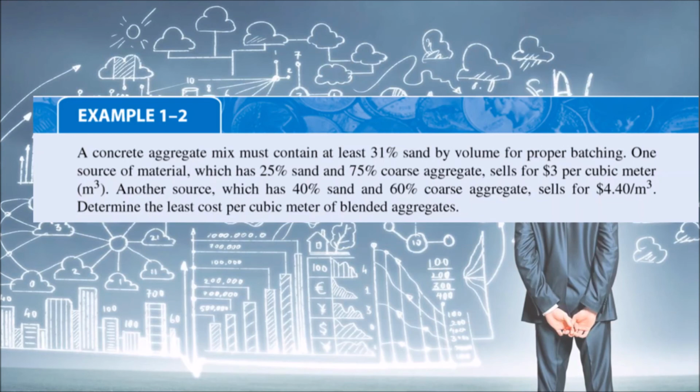Okay, so we have example 1-2. A concrete aggregate mix must contain at least 31% sand by volume for proper batching. One source of material, which has 25% sand and 75% coarse aggregate, sells for $3 per cubic meter. Another source, which has 40% sand and 60% coarse aggregate, sells for $4.40 per cubic meter. Determine the least cost per cubic meter of blended aggregates.